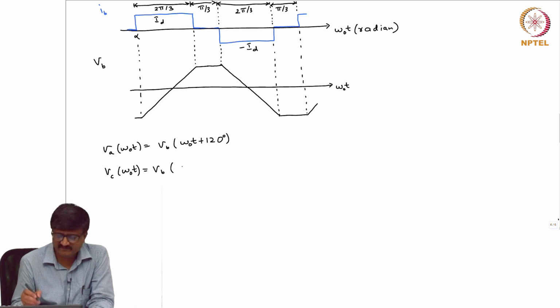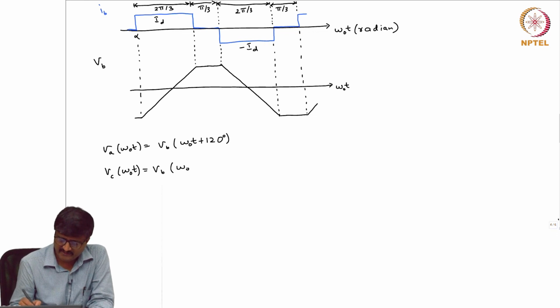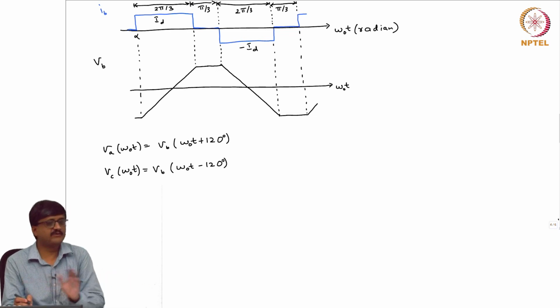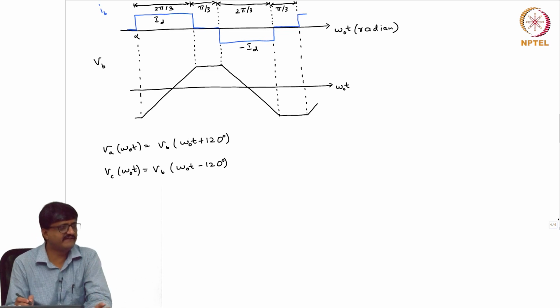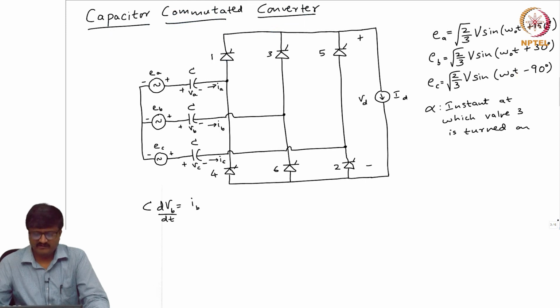Now, why I write in terms of VB is I have shown VB, we have got VB, that is all, is omega ot minus 120 degrees. So just take VB and shift it by 120 to the right, you get VC, to the left you shift it, you get VA, that is all. Okay. So, okay, now let us come back to this.